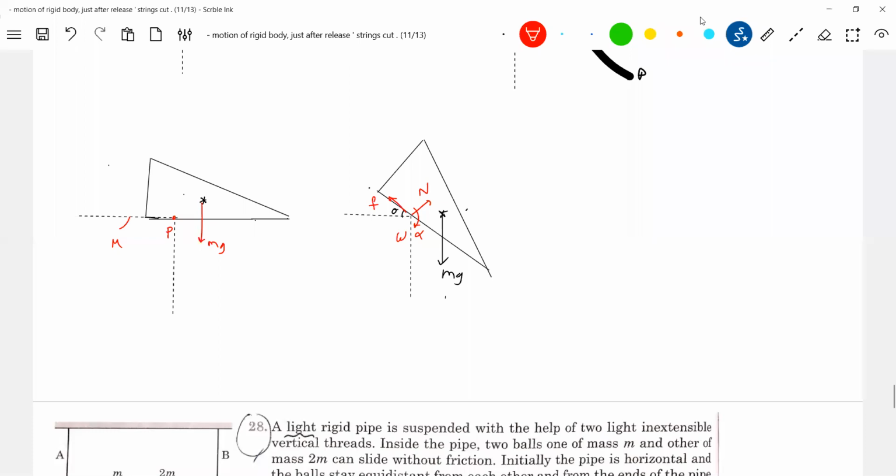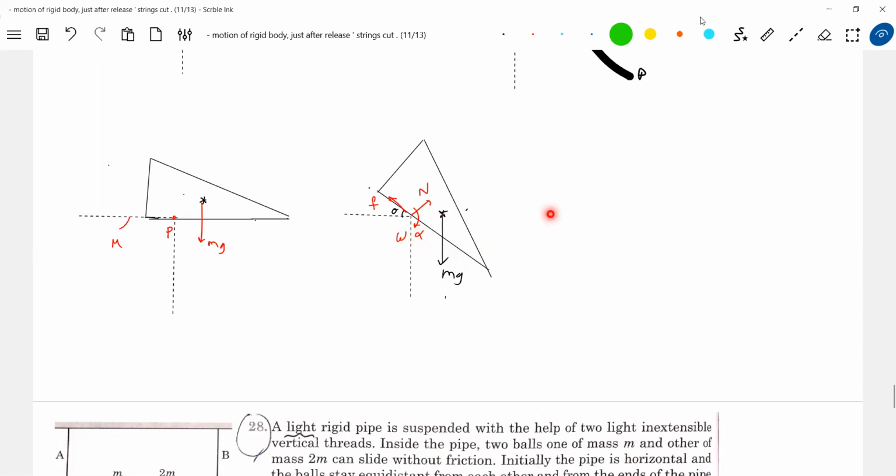At one position, it may happen that mg will be acting vertically and not along this one. If the center of mass is exactly at the level of the horizontal, then the component of mg will not come. Then only the friction will provide the centripetal force. So the friction must act here like this only. So again, when the center of mass is somewhere here, check it. When the center of mass comes below here, check it. At least if unable to solve, at least draw the diagram and check how various forces are acting. So this is about the triangular plate slipping.